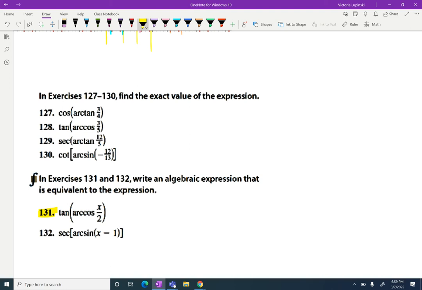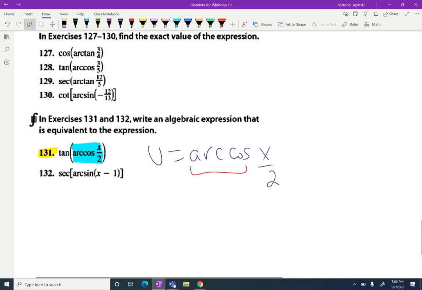So this is a composition. You're going to work from the inside out. So you're going to start with this right here, and you're going to let that be your U. So U would be equal to the arc cosine of x over 2. In order to get rid of the arc cosine, you're going to take the cosine of both sides. So the cosine of U equals the cosine of an arc cosine cancels, and you're going to get x over 2.